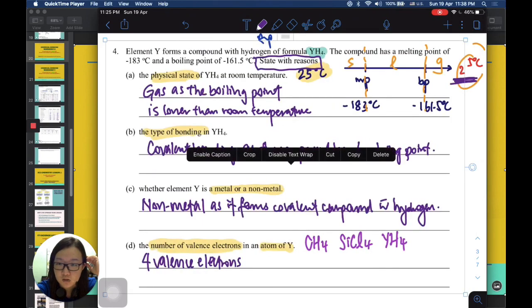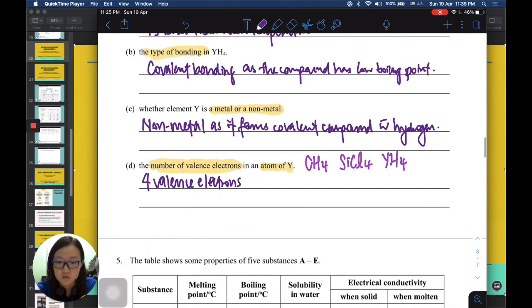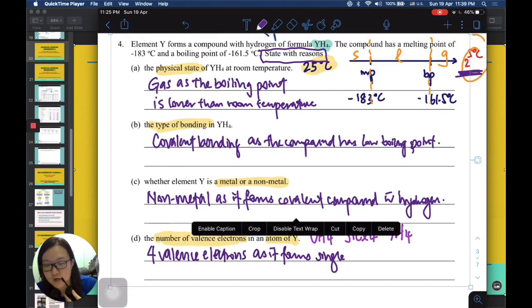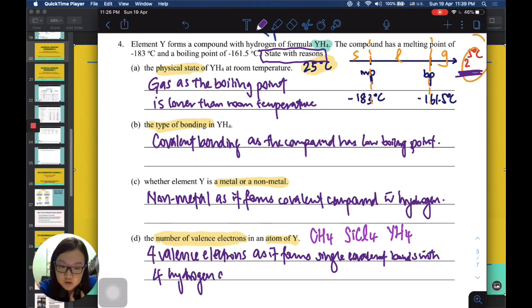Sorry, I clicked something by accident. 4 valence electrons. Why is it so? In terms of the explanation, this one is slightly more challenging. But even if you are unable to give the explanation correctly at the start, you should be getting the first mark, which is stating the number of valence electrons, which is 4, right? So what is the reason? Because it forms single covalent bonds with 4 hydrogen atoms.